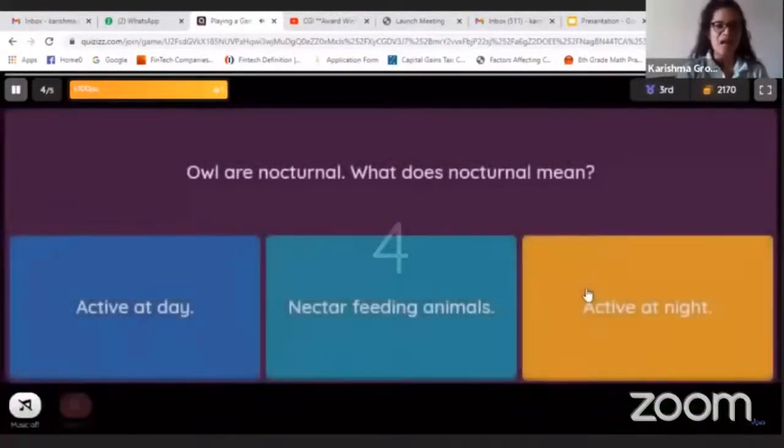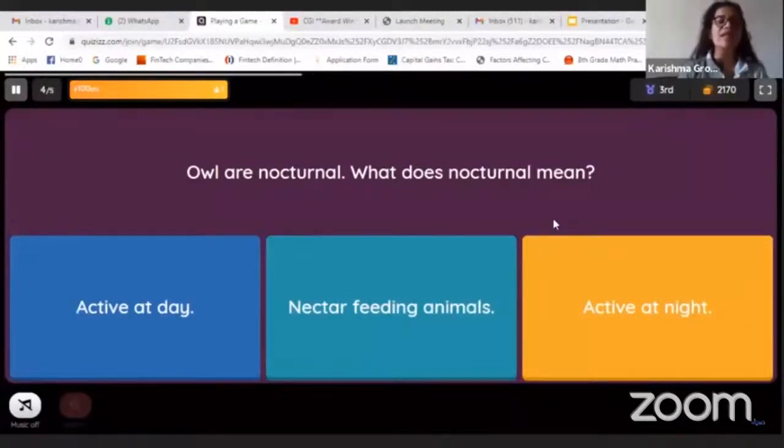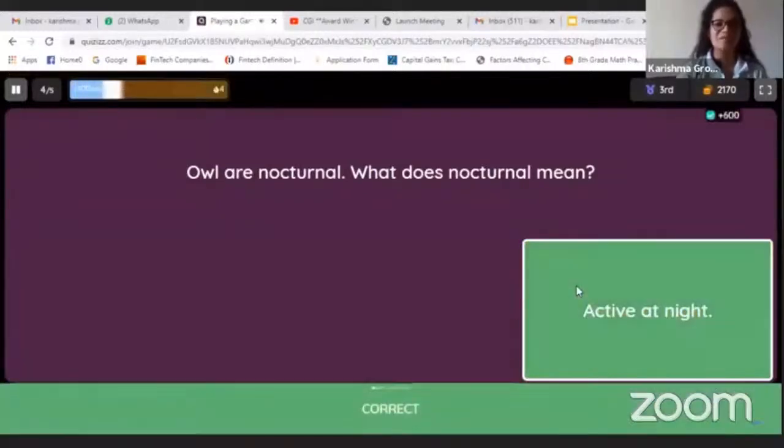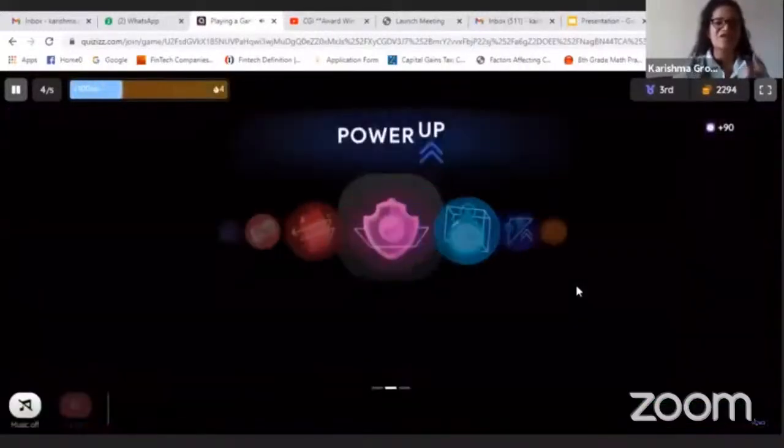Okay. Owls are nocturnal. What does that mean? Active at day, nectar feeding animals, or active at night? Okay, so you all must have heard that owls are wide awake during the night and they sleep during the day. So that's what nocturnal means. Extremely active at night. So your answer is option C. Good job.